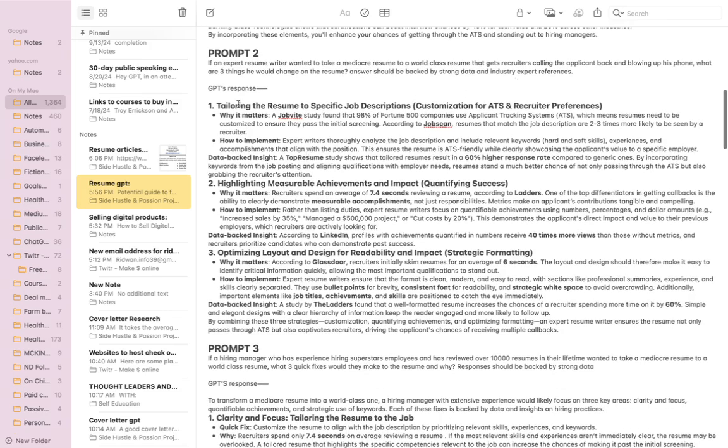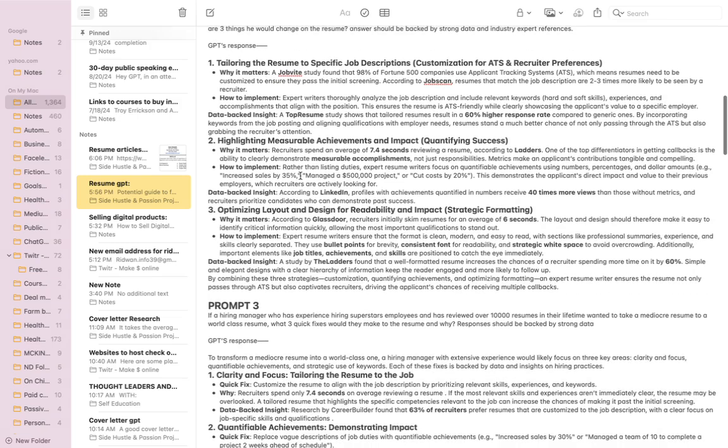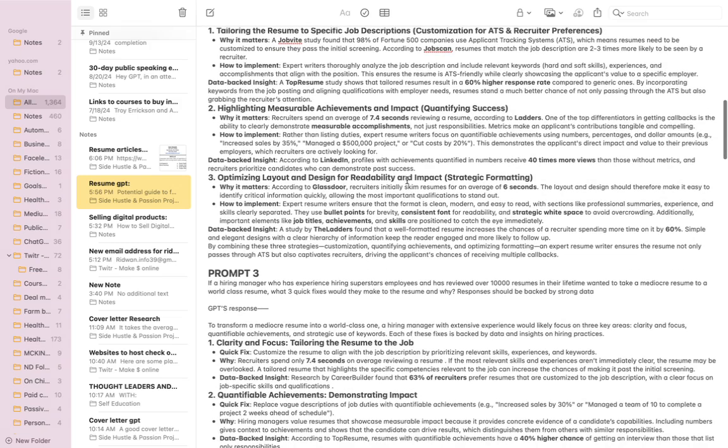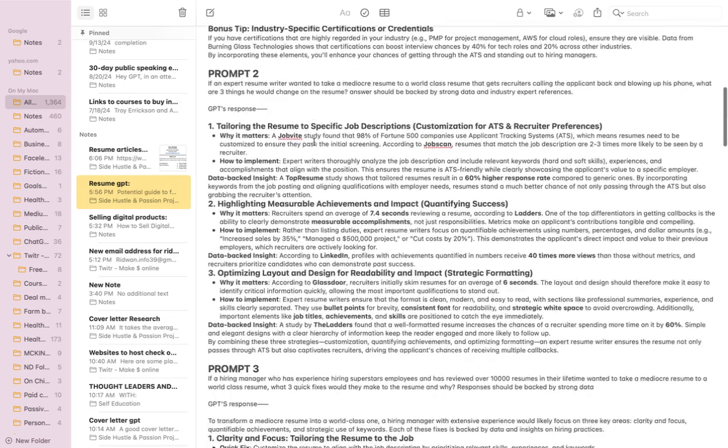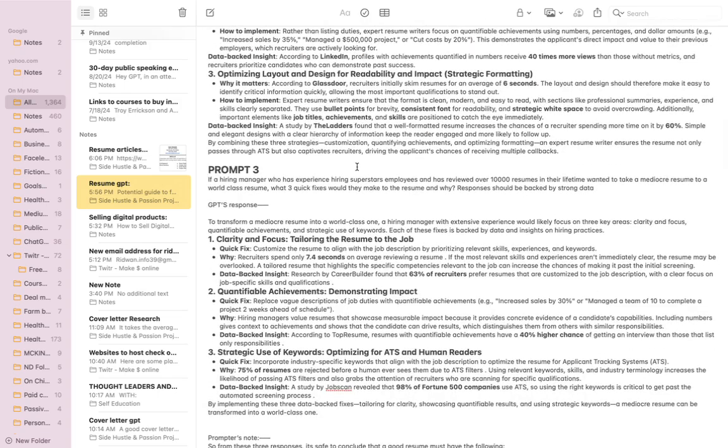So this is the response I got back from ChatGPT. You have to tailor the resume to specific job descriptions. You have to highlight measurable achievements and impact. You have to optimize layout and design for readability. So it's similar to the first response that we got here. Then I tried it again because I wanted to see if I was going to get a different response based on a different prompt.